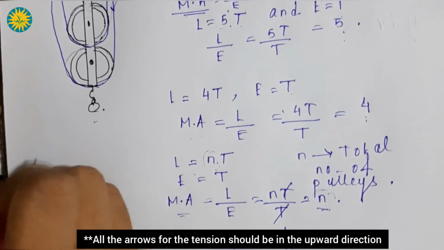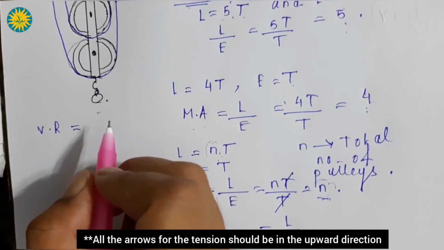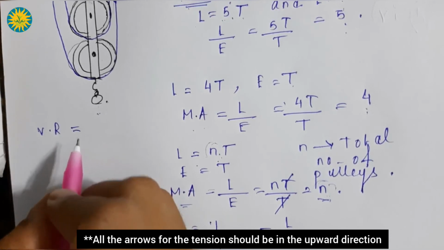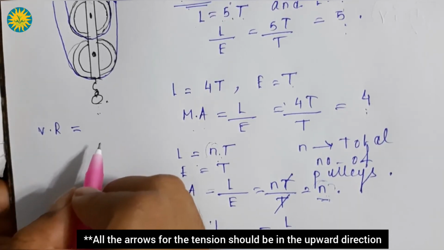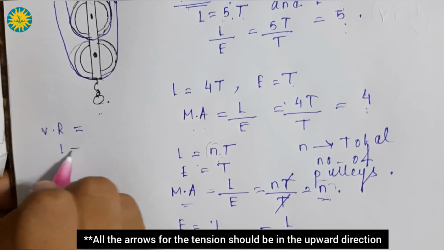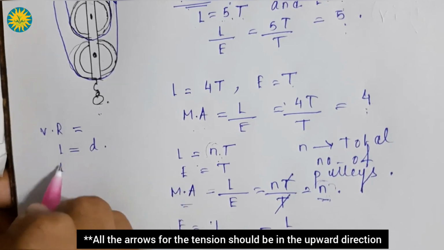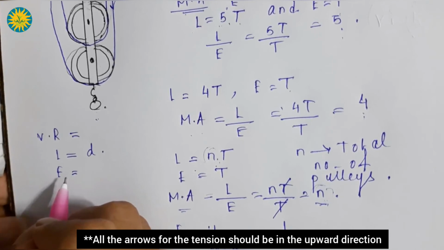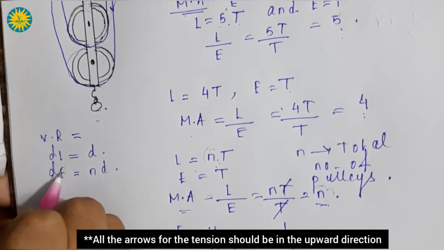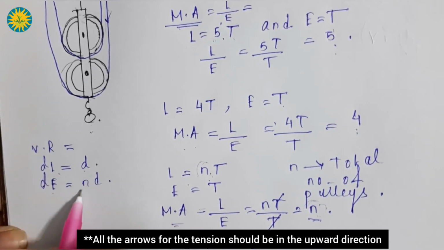Now let's calculate velocity ratio. Velocity ratio we will calculate as distance moved by the effort by distance moved by the load. Now if we say that load is moving up through a distance of d, how can we get effort? Effort will be actually nd. Sorry, this is my distance traveled by load and distance traveled by my effort. So distance traveled by my load equals d and distance traveled by my effort equals nd.